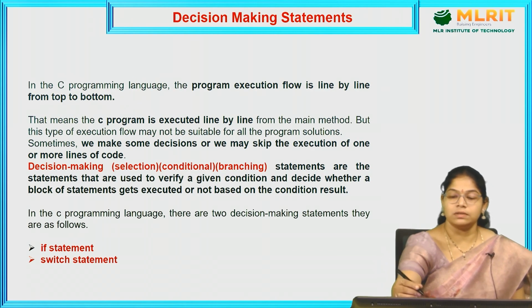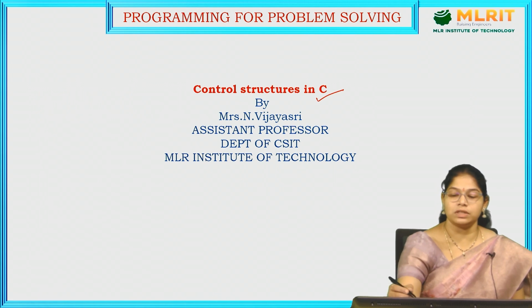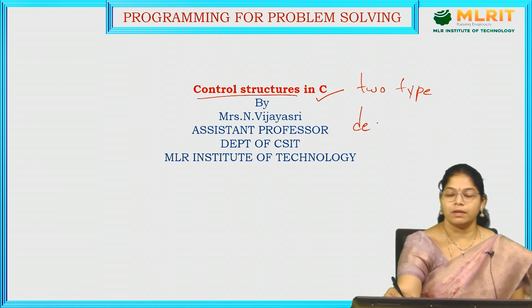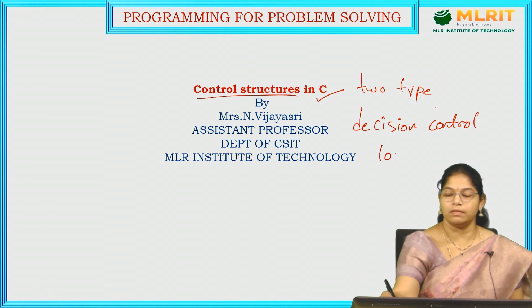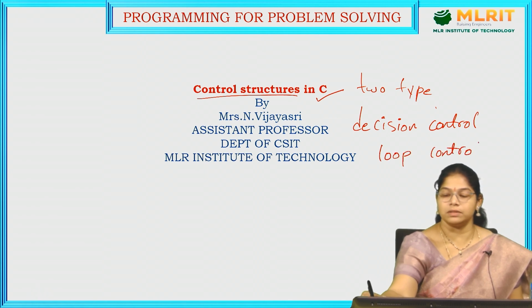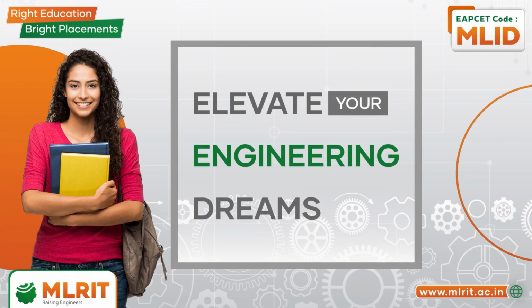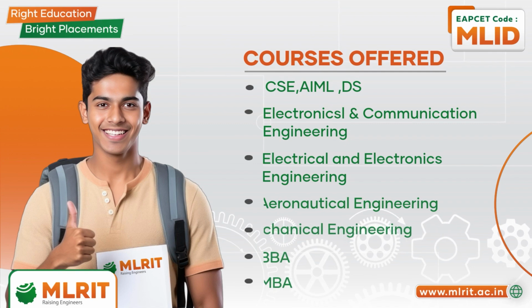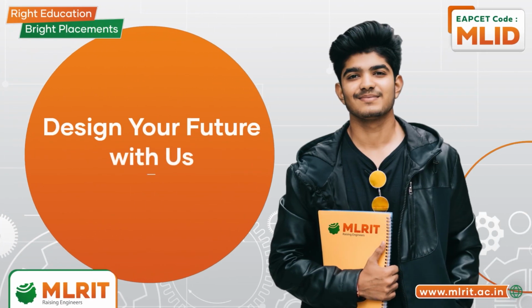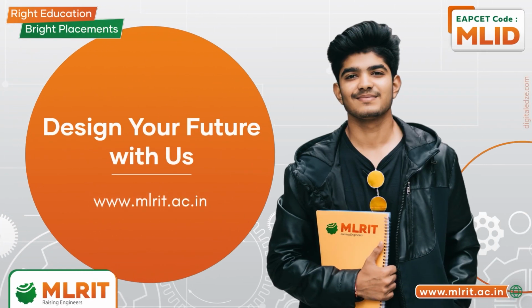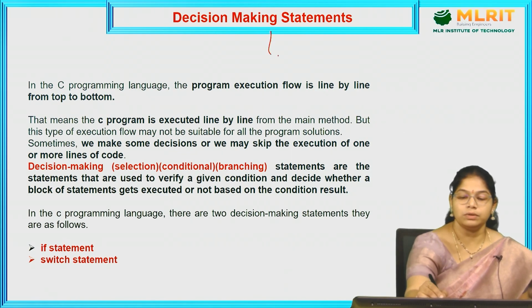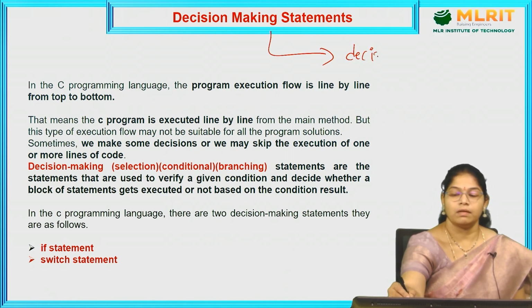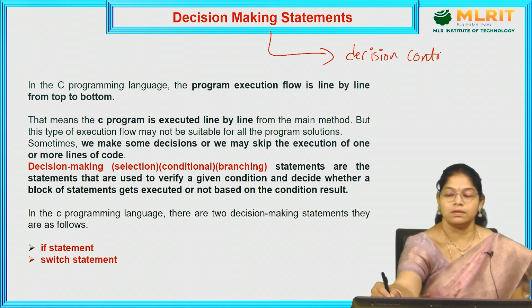Control structures in C are of two types: decision control statements and loop control statements. Today we are going to discuss decision control statements.